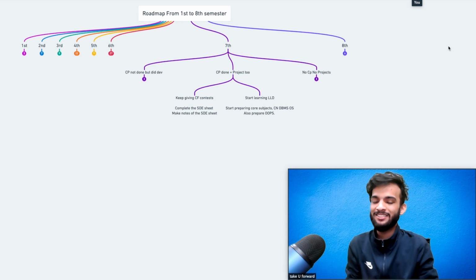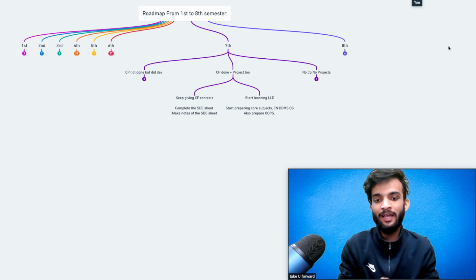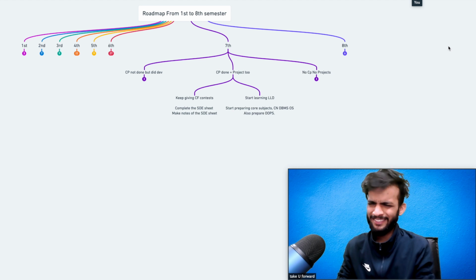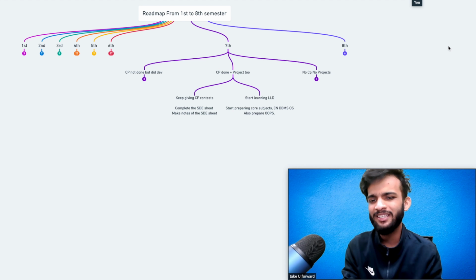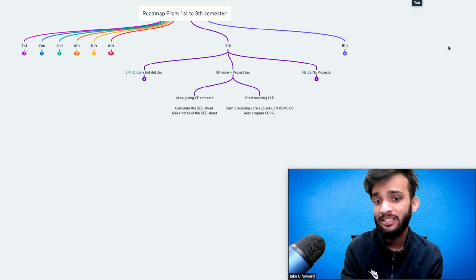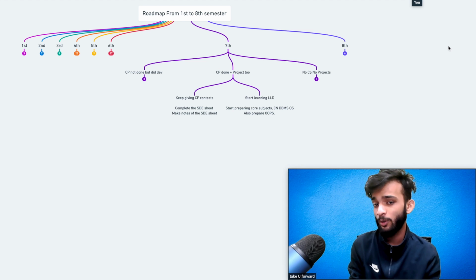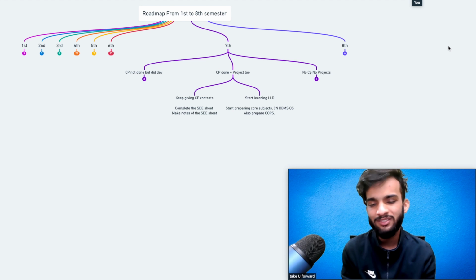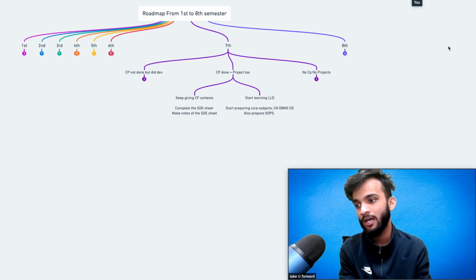Now, coming to the seventh semester roadmap, where you'd have done CP and you'd have also done projects. So basically, you're prepared, right? So just keep doing the SD sheet, prepare problems from LeetCode, and yes, start learning LLD. A lot of people do not focus on this low level design. Start learning LLD, start designing small systems like BookMyShow, WhatsApp, make class diagrams.